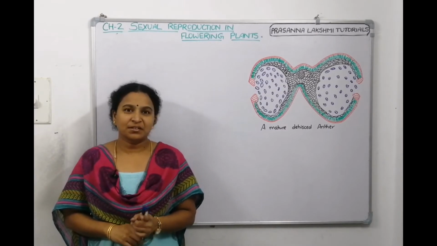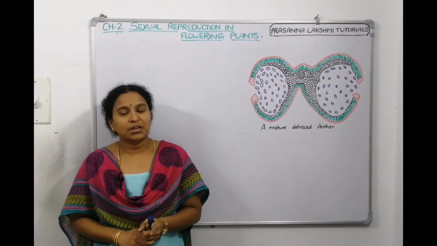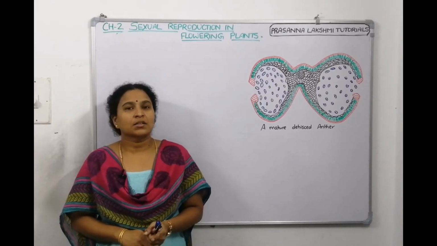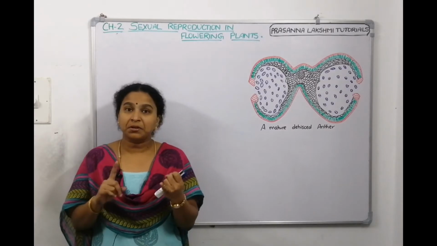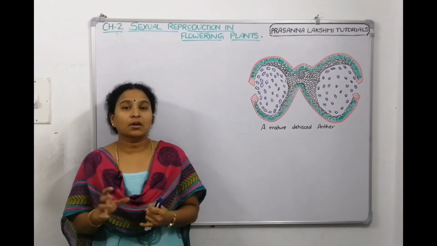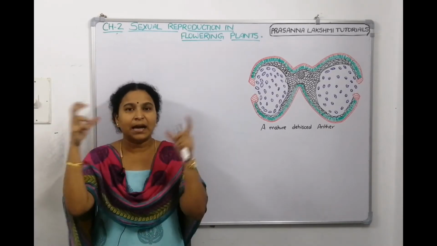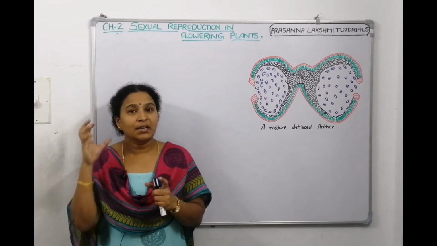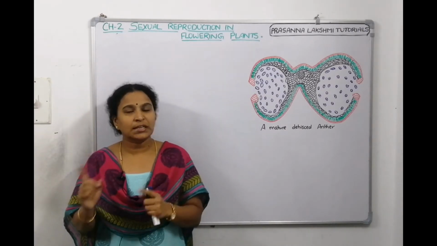We started a new chapter in the second year NCERT textbook, chapter number 2, sexual reproduction in flowering plants. This is our third lecture in this chapter. In the first lecture we saw the introduction to the flower. In the second lecture we talked about the male reproductive organ, that is the stamen, which contains the filament and anther lobes. Anther lobe contains microsporangium. The structure of microsporangium we also covered in the second lecture.